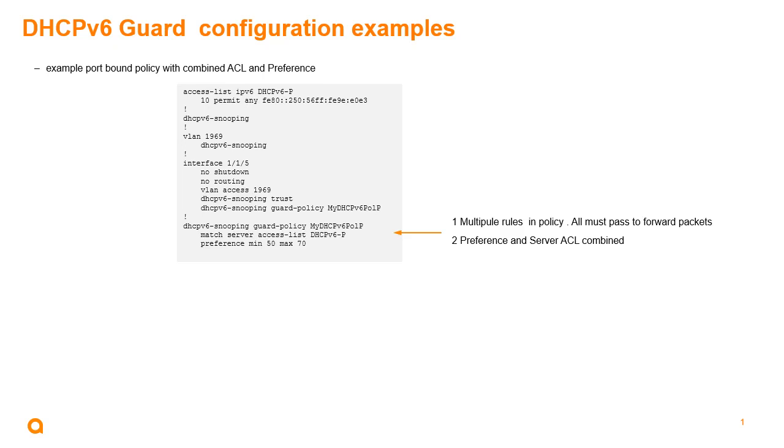And in this policy, we've simply taken the previous policy, which had the ACL, and added a server preference here between 50 and 70.